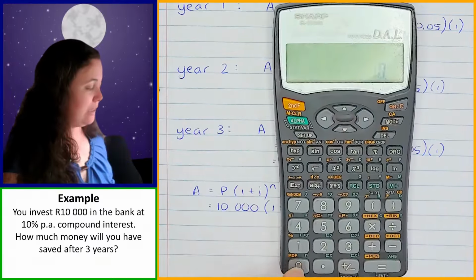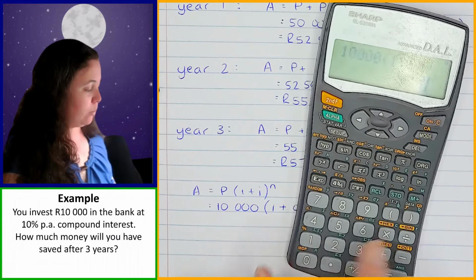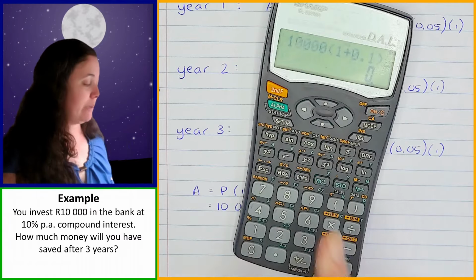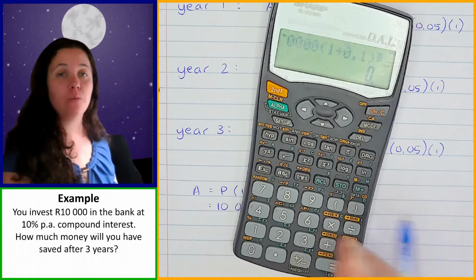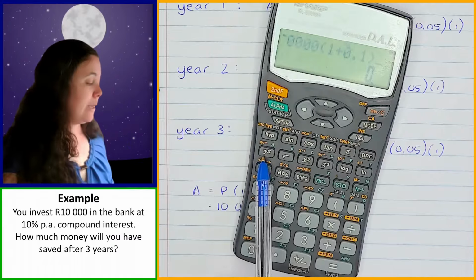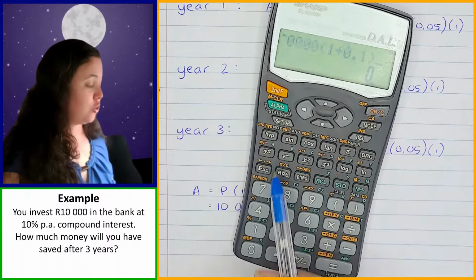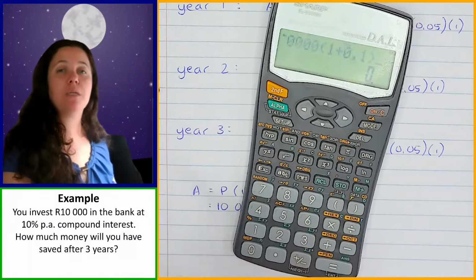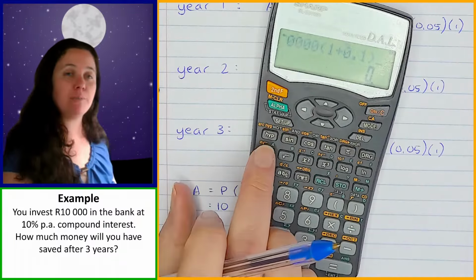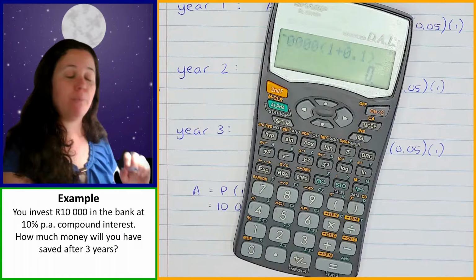So I've got 10,000, then in brackets, 1 plus 0.1, close the brackets, and then to the power of 3. Now, because it's cubed, I can just use the cube button, but a lot of the time it won't be cubed or squared, so you won't be able to use those buttons. You also need to know how to use your other power button. Depending on the calculator you have, it'll look different. It might be something with a little square to show you that you're going to be putting in an exponent, but you need to use the button that allows you to put in any exponent, not just a square or a cube. I'm going to be using this button over here, which on mine is y to the power of x.